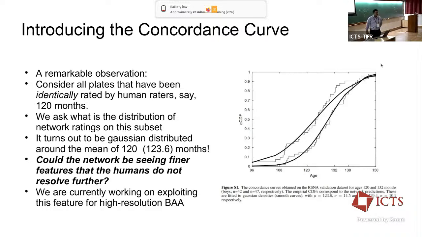So this is something that we are working on, and hopefully the next time I talk about this, I'll have a better understanding of what exactly this means. Can we break this black box to figure this out?